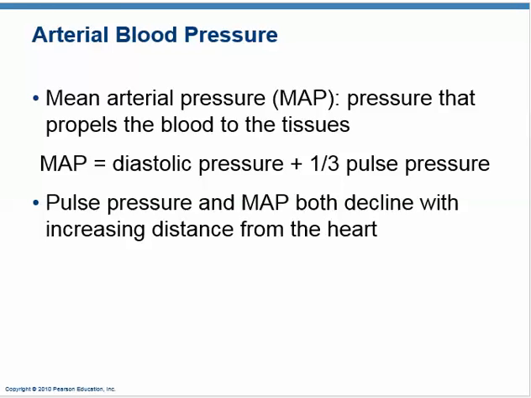Well, 160 over 60 has a pulse pressure of 100. A third of 100 is 33, right? 33 plus 60 is 93. So they have the correct mean arterial pressure.